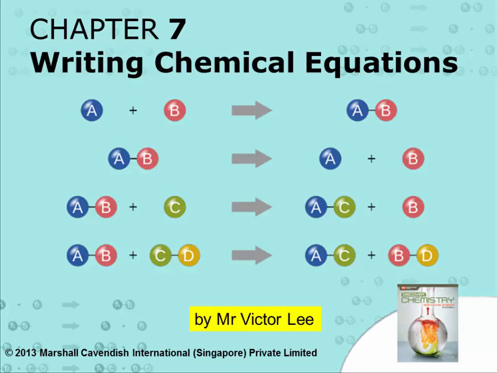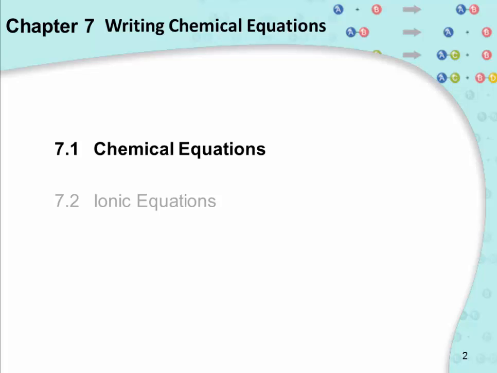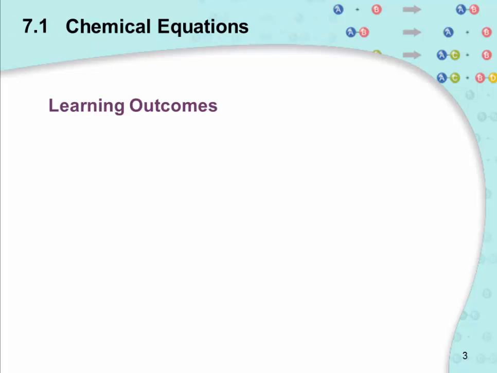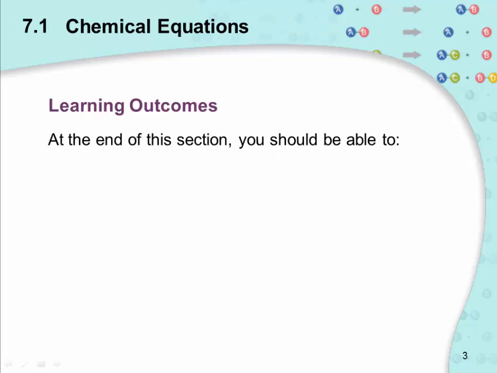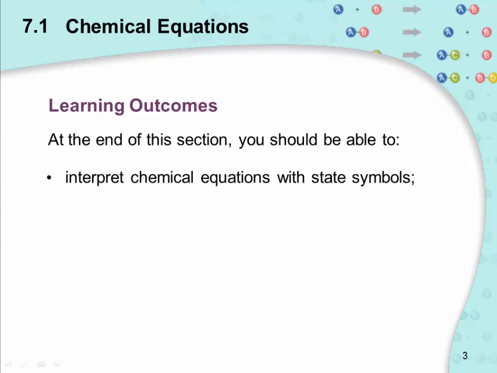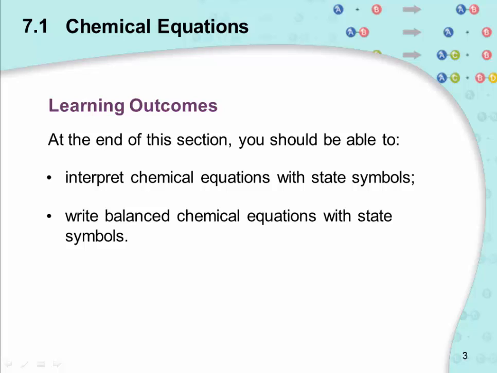Chapter 7. Writing chemical equations. In this chapter, you'll learn to write chemical equations as well as ionic equations. For writing chemical equations, the learning outcomes are you will be able to interpret chemical equations with state symbols and write balanced chemical equations with state symbols.